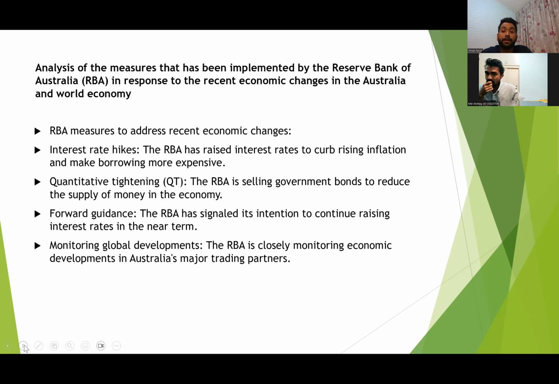And then forward guidance. The RBA has provided forward guidance to market participants, signaling to expect continued rising interest rates in the near term. And then we can see monitoring global developments. The RBA closely monitors economic developments in Australia's major trading partners, particularly China, the United States, and Japan.